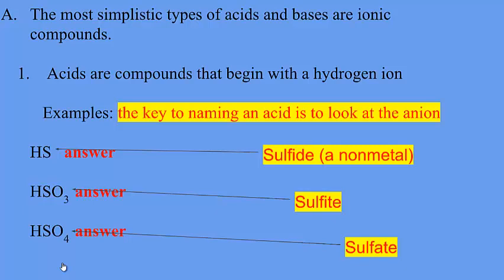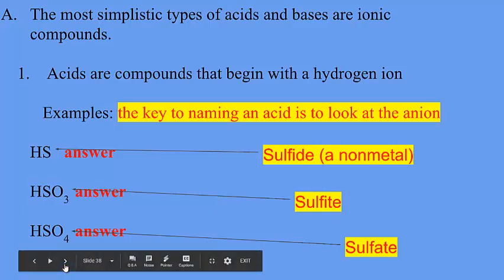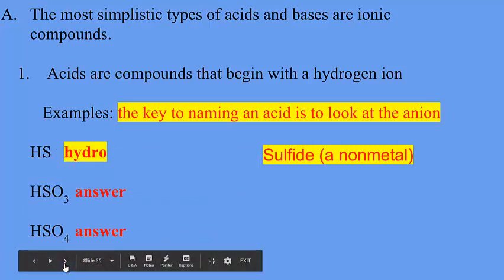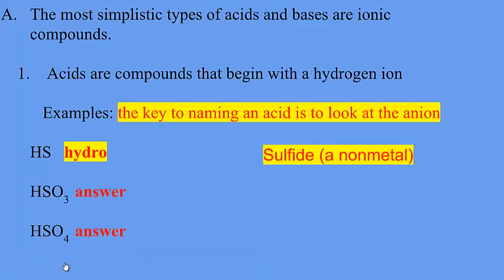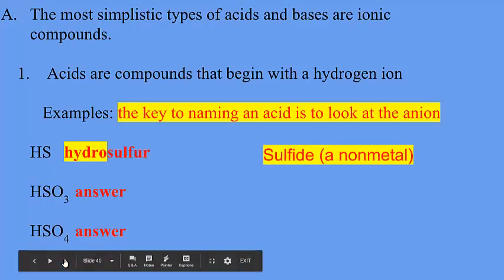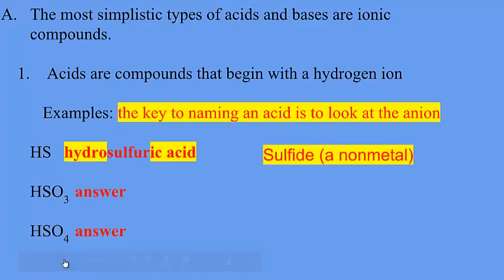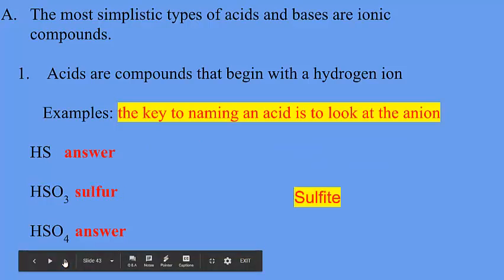Based on if the anion is an ide or an ate, that's going to tell us how to name this acid. When you have an ide or a nonmetal, you start the name with hydro, you put the base, in this case sulfur, and then you add the suffix ic. So HS is hydrosulfuric acid. If you have the ites, you're not going to have a prefix, you're just going to start with your base, sulfur, and this time the suffix is going to be ous, O-U-S. So this is sulfurous acid.